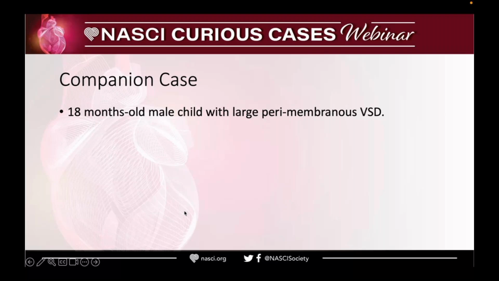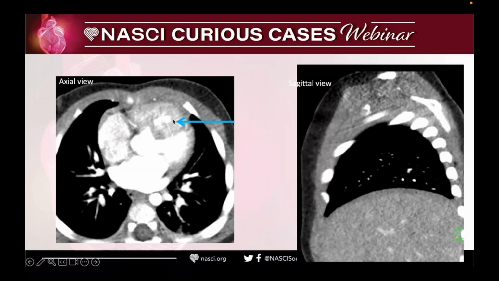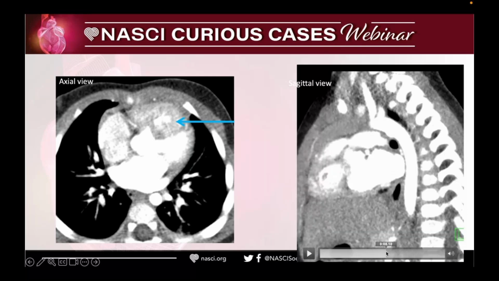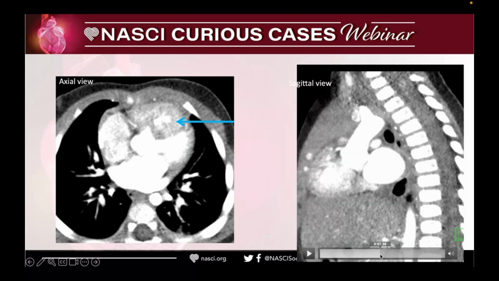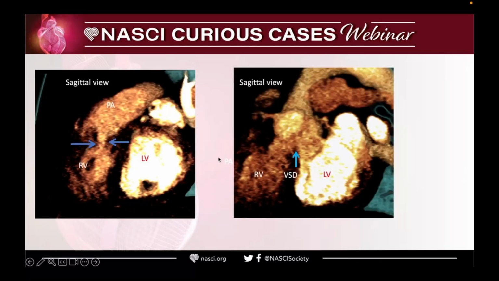This is a companion case, an 18-month-old child with a large perimembranous VSD. And this is the ring of tissue causing some narrowing of the RVOT, and this is the sagittal view. I want to show you the perimembranous VSD in this patient on the CT here. This is the ring of tissue causing some narrowing of the RVOT. And these are reconstructed images that show the ring of tissue and the perimembranous VSD.